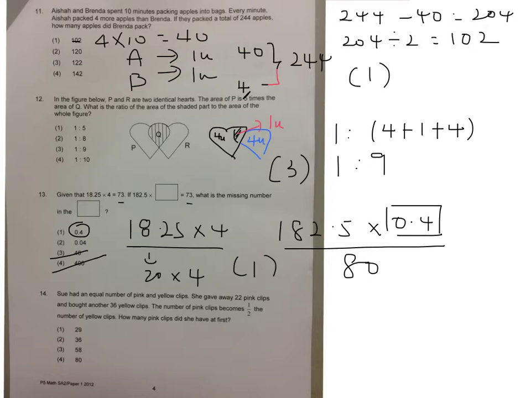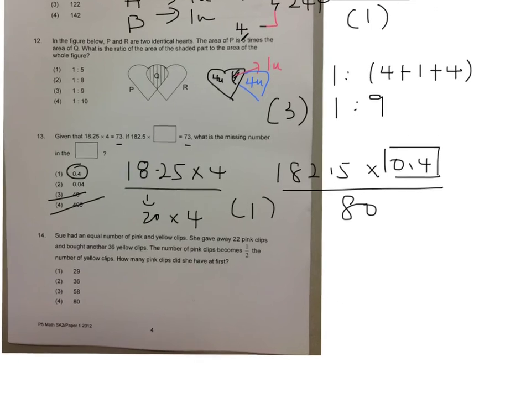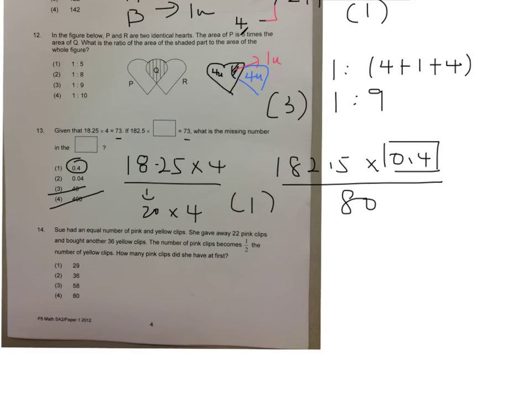Okay, I'll move on to question 14 now. Sue had an equal number of pink and yellow clips. She gave away 22 pink clips and bought another 36 yellow clips. The number of pink clips became half the number of yellow clips. Okay, look here. So I have pink, I have yellow clips. At first, they are the same equal number. So 1 unit, 1 unit.